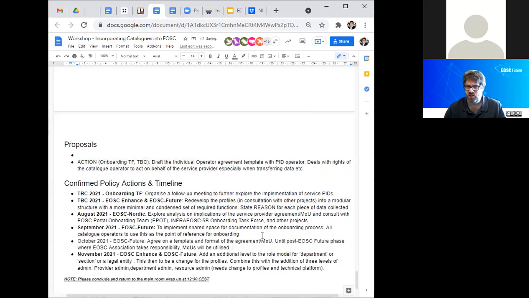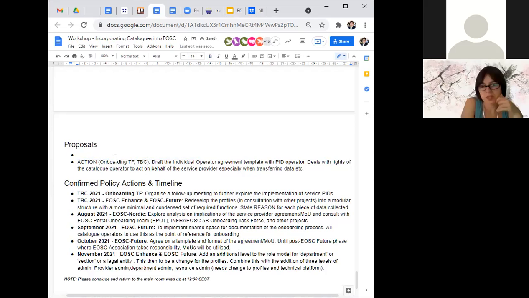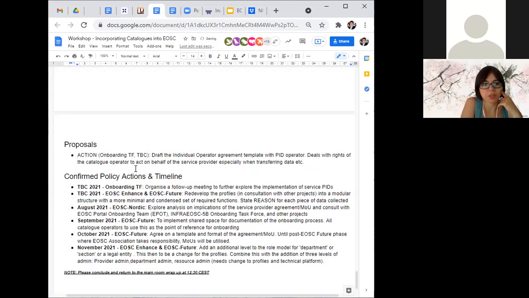And what about PID operator? I don't know if we have the certainty here. I think there needs to be a discussion about PIDs, but I don't know that we can set that. Well, maybe this can be a memo for the workshop on PIDs we are planning in September.